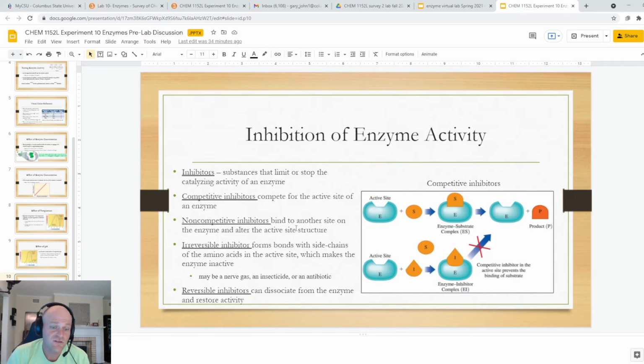All right, and then reversible inhibitors are ones that can dissociate and restore activity. So essentially, they're not changing that lock there. Now, all of these are kind of similar, but they have the same effect in that they just reduce the enzyme activity.